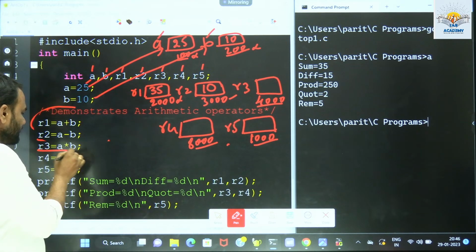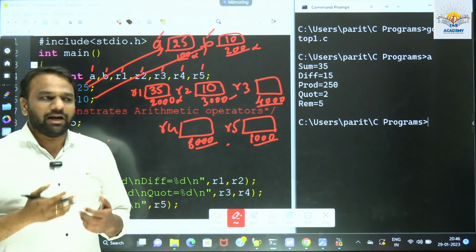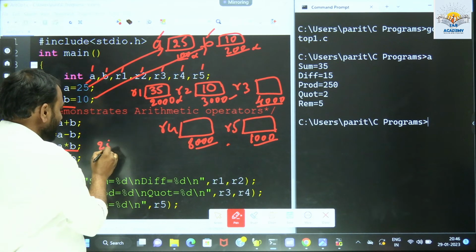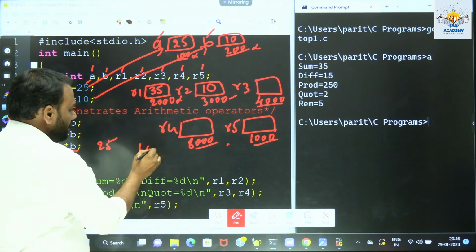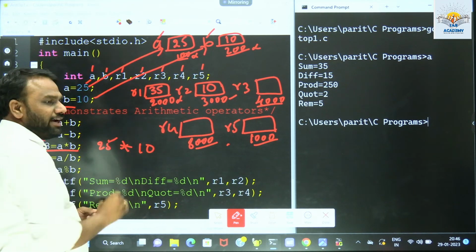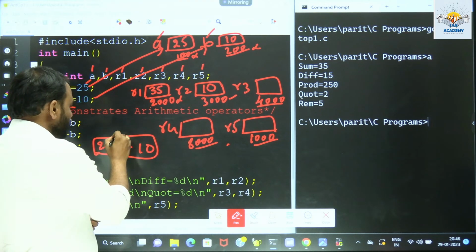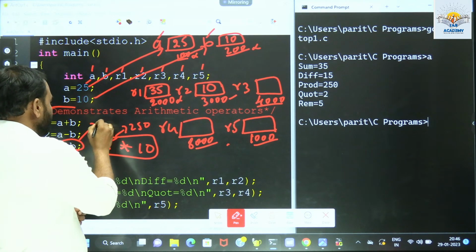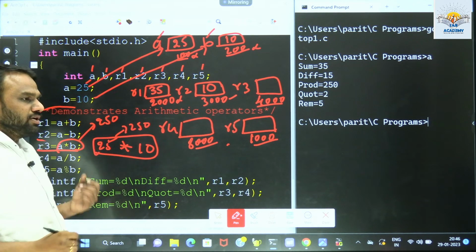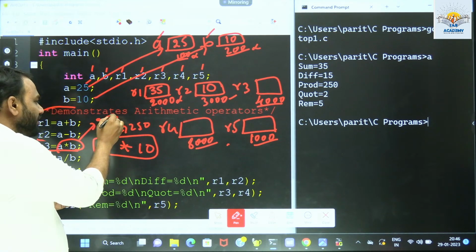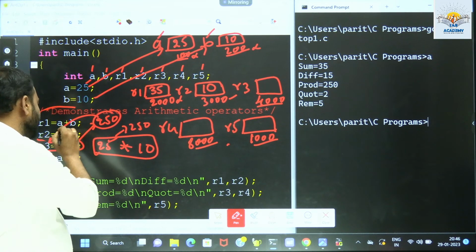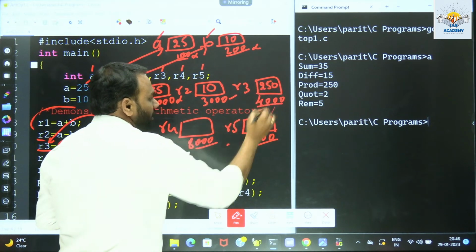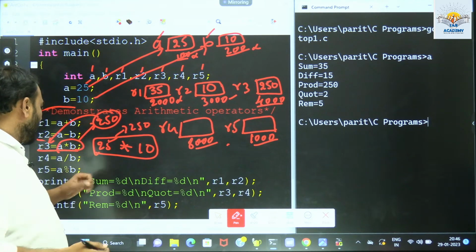After that, we have R3 is equal to A star B, A multiplied by B. So here the value of A will be brought out, 25, and the value of B will be brought out, 10. So multiplication, 25 into 10 is 250. So the A into B will be replaced by 250. So this right hand side will become 250. Where will this 250 go? This 250 will go and sit in R3. So here, what will be stored? 250.